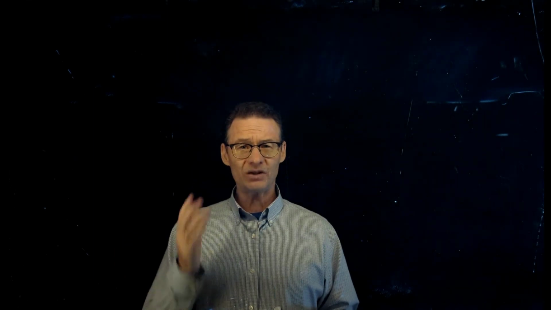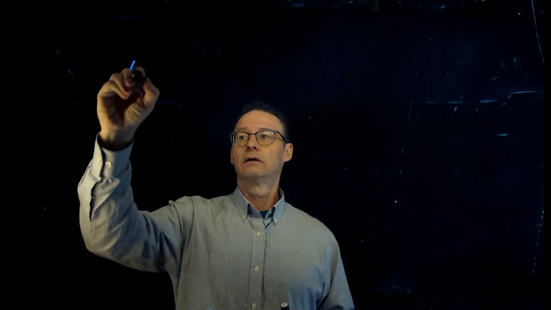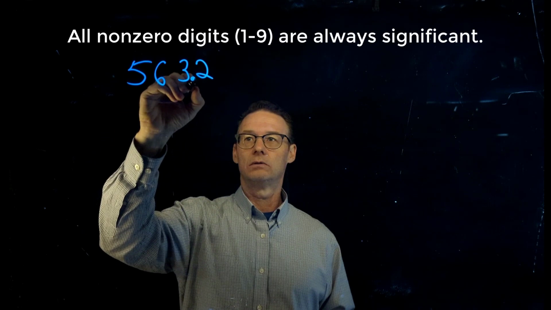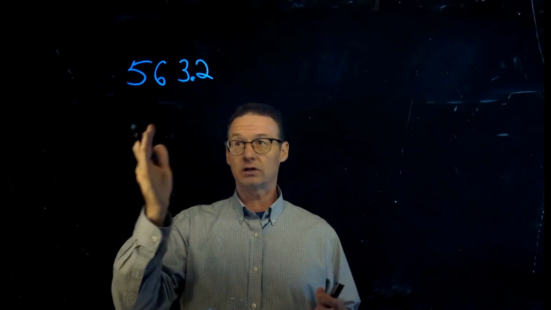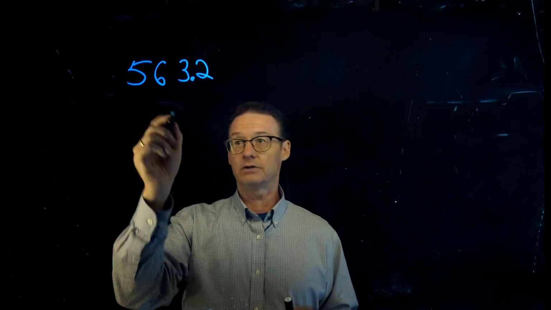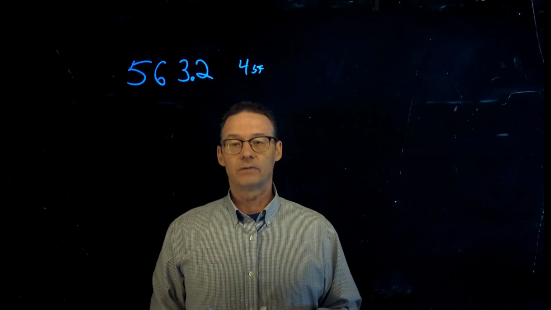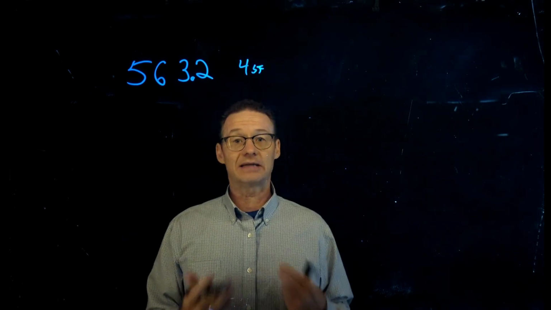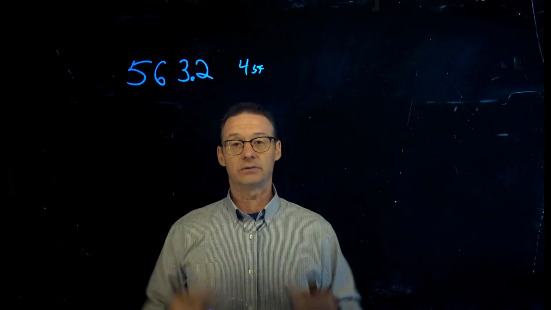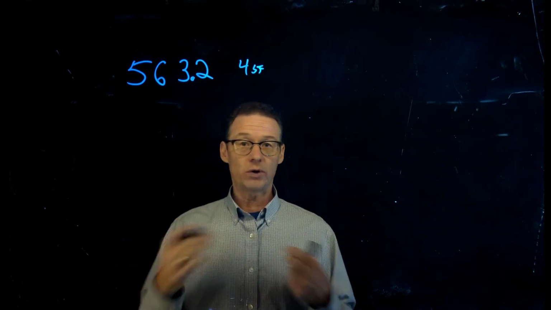So the first thing you need to keep in mind, and the easiest rule to remember, is that any digit that is not a zero is a significant figure. Okay, so that's the easiest rule of all. If it's not a zero, you count it as a significant figure. So this number here has 4 significant figures. And why do we care how many significant figures there are? We're going to talk about that in a minute when we talk about calculations and rounding, because that's going to come into play.